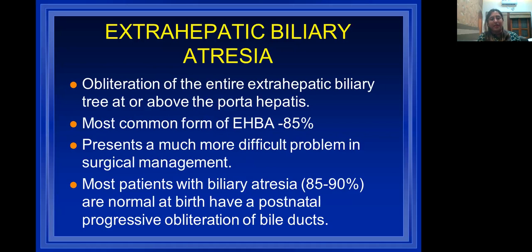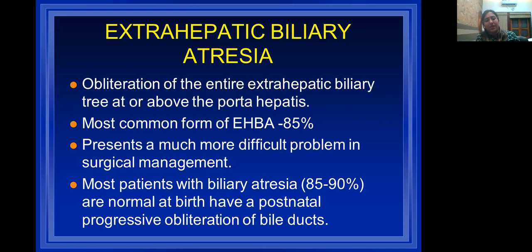Now coming to extrahepatic biliary atresia, this is the most important topic under neonatal cholestasis, because it is the commonest cause of neonatal cholestasis for us, almost 85%. So let us dig deep into it. All right. EHBA is the obliteration of the entire extrahepatic biliary tree at or above the porta hepatis. It is the most common form of EHBA, that is, 85% of the children have this. That is the neonatal form of EHBA.